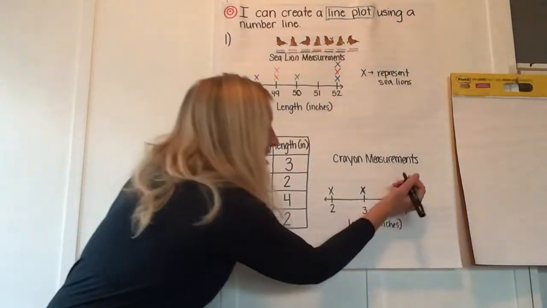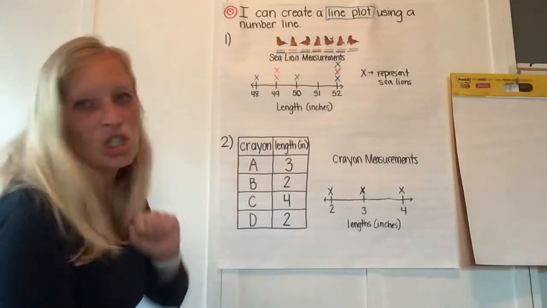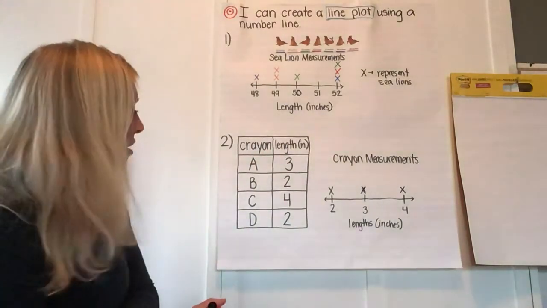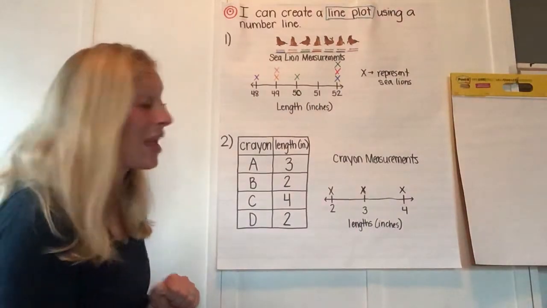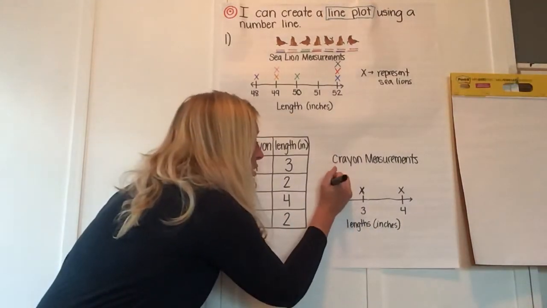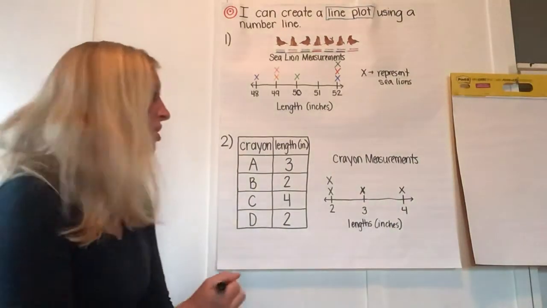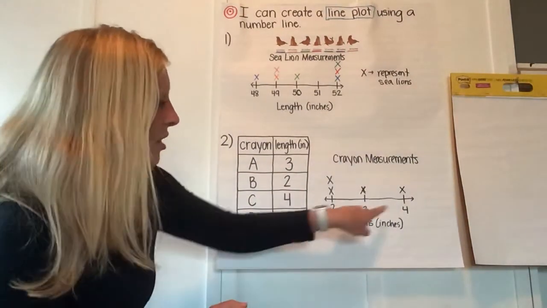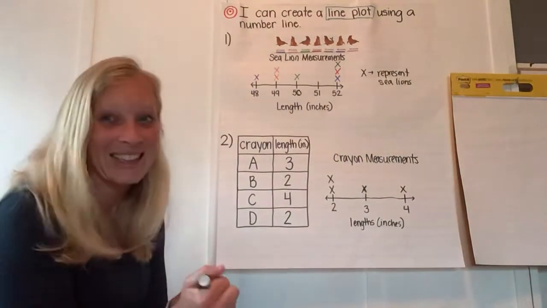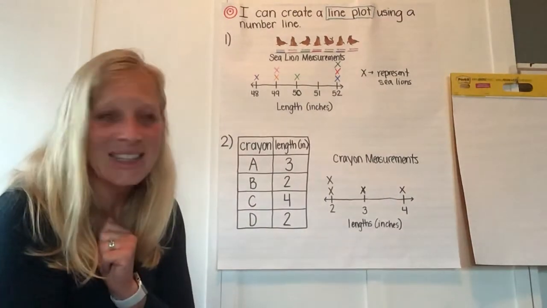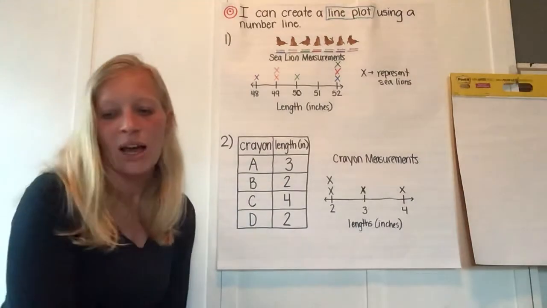Yes, I'm going to put an X above my 4 because my C is 4 inches long, my C crayon. And I'm going to put what? I'm going to put another X above my 2 because my D crayon is also 2 inches long. Now, when I look at this data, I just collected some data and I organized it in a way so I could read it in a snap. What do you notice about this information using our line plot?